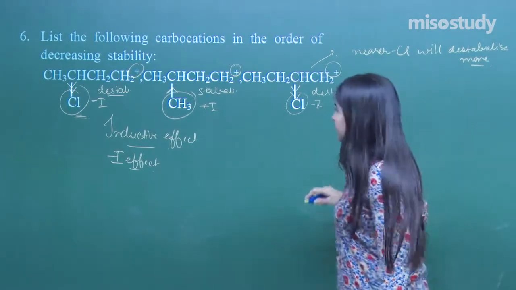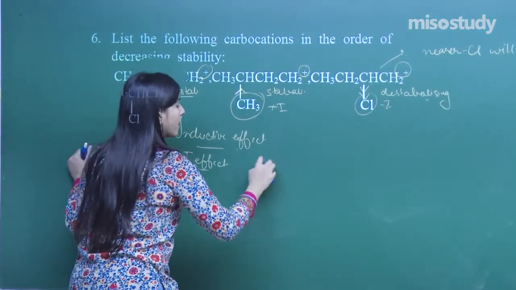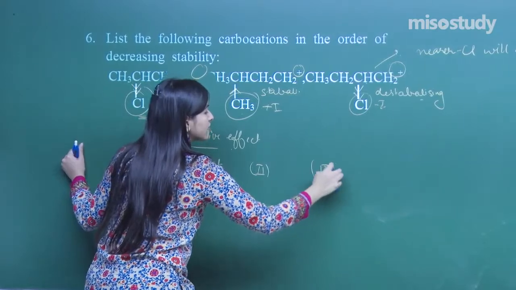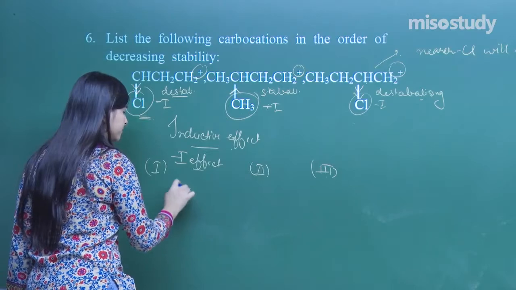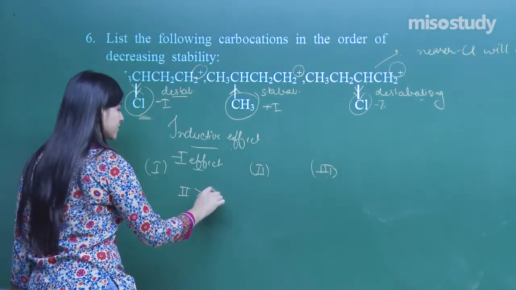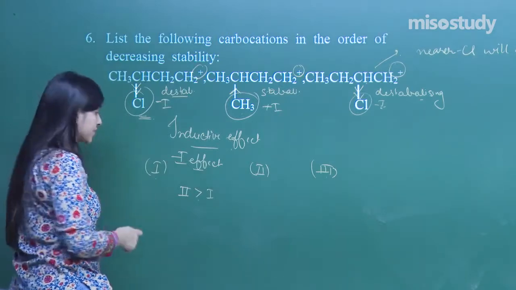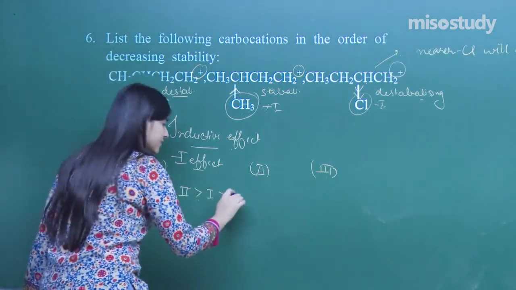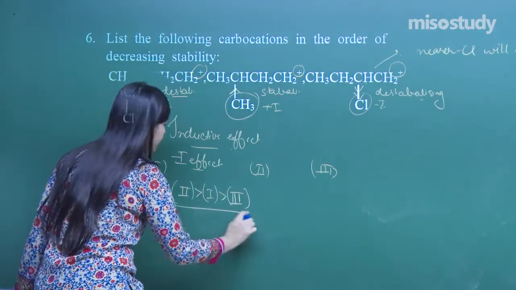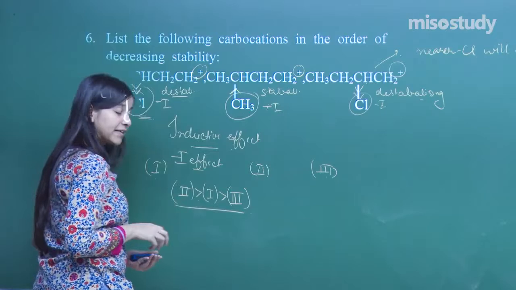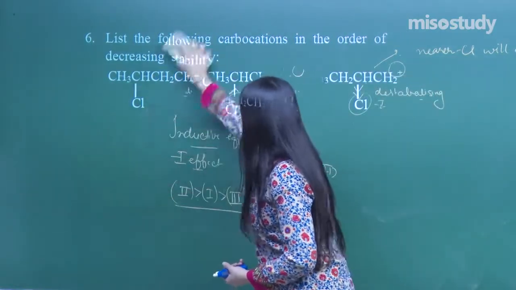It will be this, right? So if I try to number it as 1, 2 and 3, which is the most stable? The one having plus I effect, right? So it will be 2. The next one will be first, because Cl is far away, it will be less destabilizing, and finally the third one. Clear about it? I hope everybody has got the order over here. Now let's move on to the 7th question.